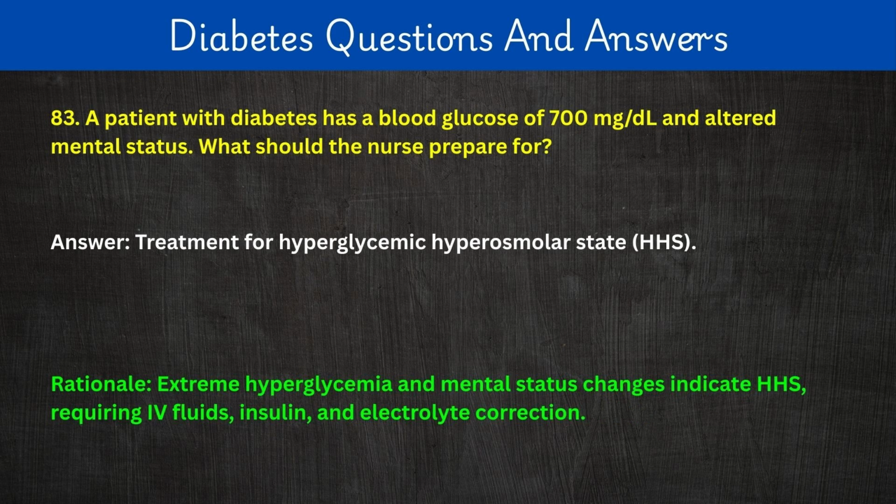83. A patient with diabetes has a blood glucose of 700 milligrams per deciliter and altered mental status. What should the nurse prepare for? Answer: Treatment for hyperglycemic hyperosmolar state, HHS. Rationale: Extreme hyperglycemia and mental status changes indicate HHS, requiring fluids, insulin, and electrolyte correction.